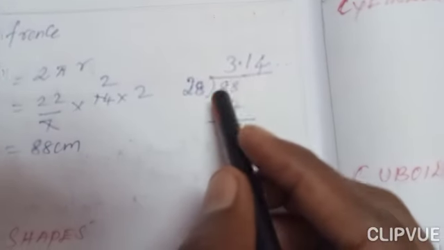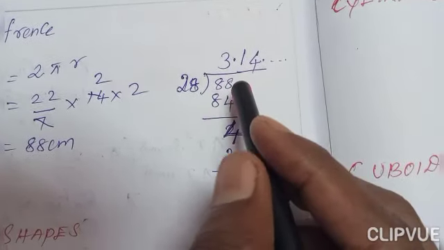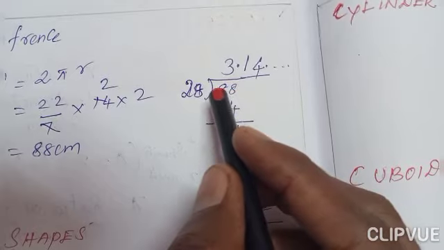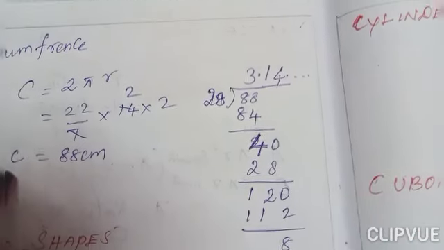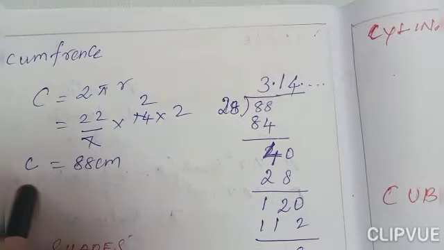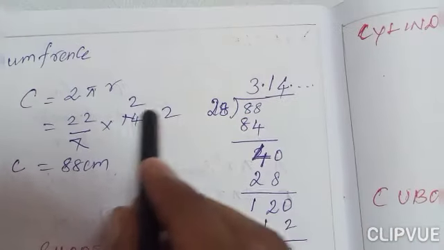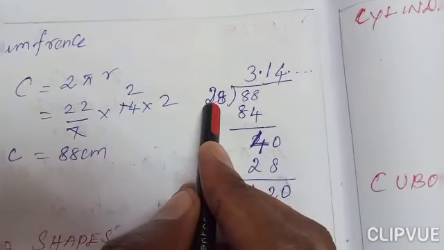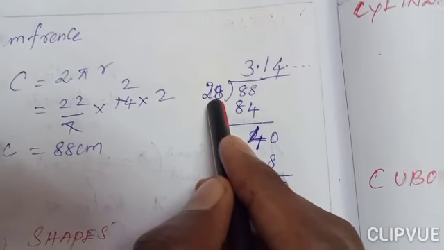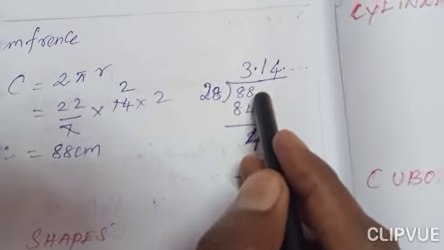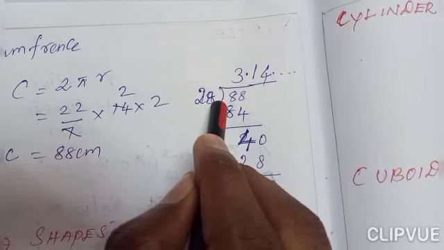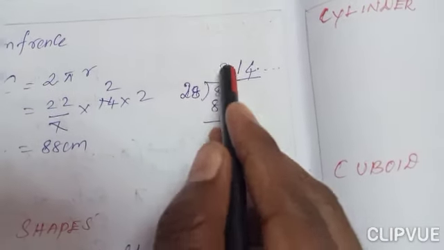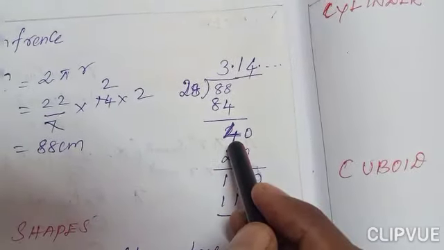Already I explained how we get the value of pi: circumference of the circle divided by the diameter. Here, what is the circumference of the circle? We got 88. The radius of the circle is 14, so twice the radius is the diameter. That means 28 is the diameter. I am dividing the circumference by the diameter. 3 times 84, balance 4.